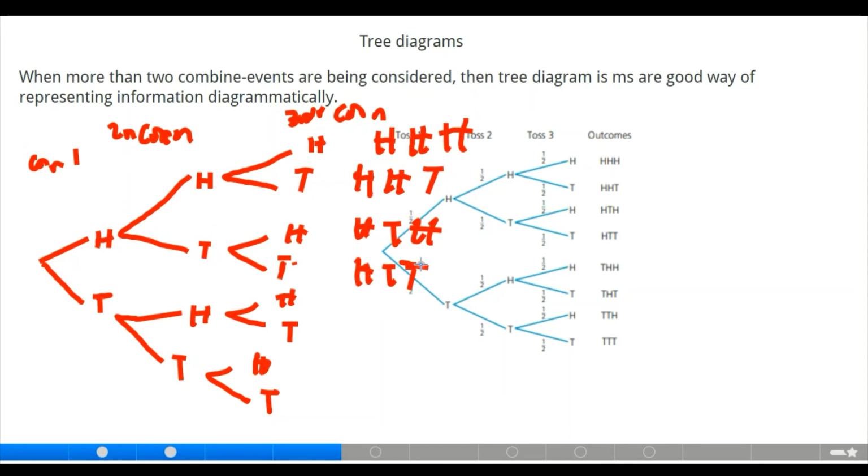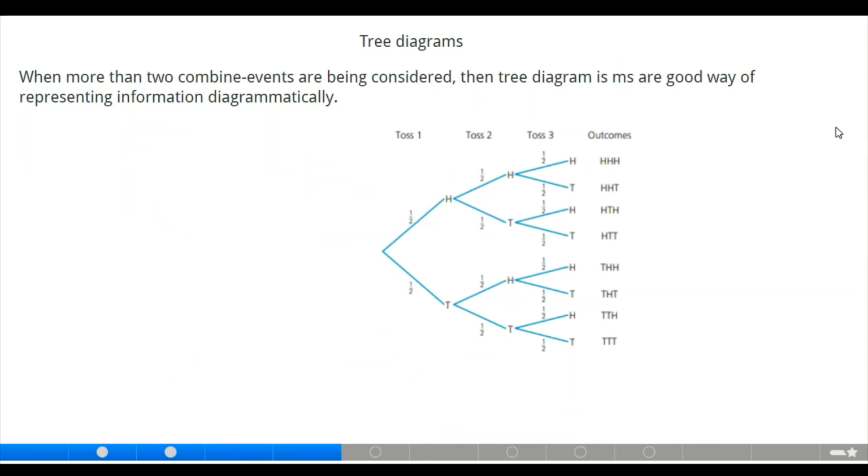Let's look at this one. Tail, head, head. We have tail, head, head. Let's look at this one. This is tail, head, tail. We have tail, head, tail. Okay. Let's look at this one. We have tail, tail, head. Okay. And the last one is we have tail, tail, and tail. And that gives us the probability of tossing 3 coins. And that's the output. We can see it there.